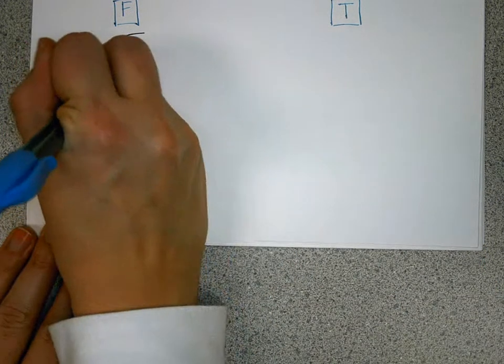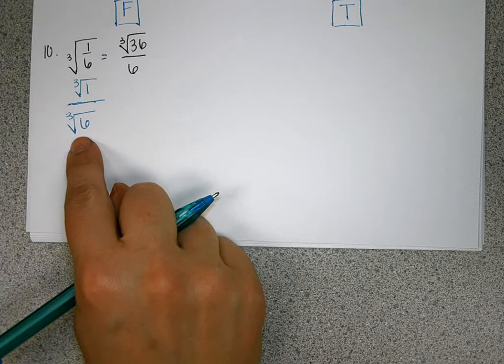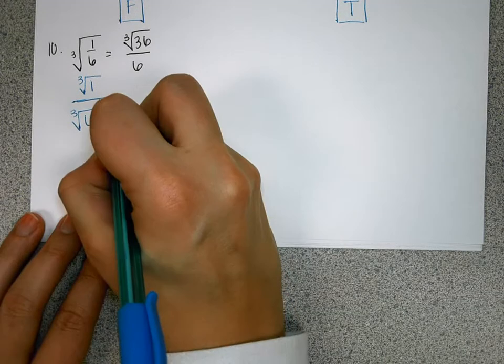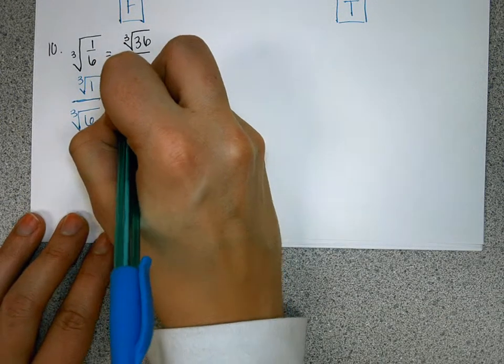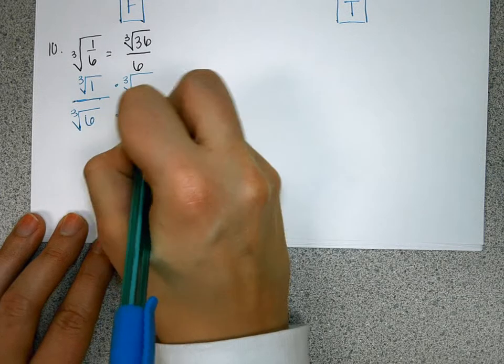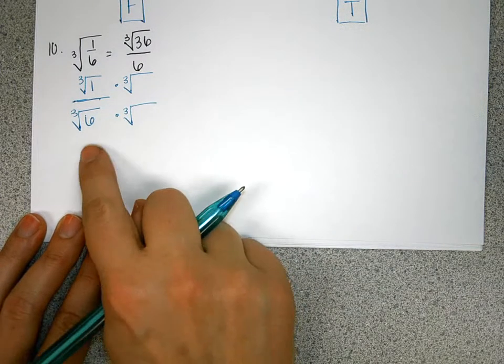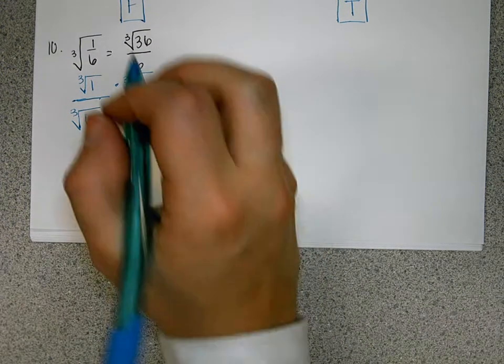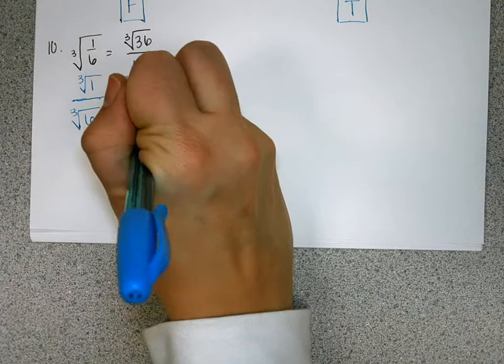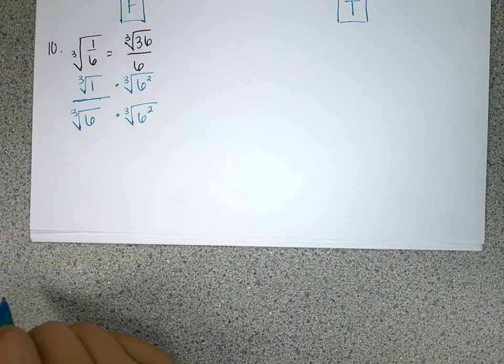I have a root in the denominator, which is not allowed. So how many 6s am I missing if I'm looking for groups of 3? I have 1, so I'm missing 2. So multiply top and bottom by 6 to the 2nd power.